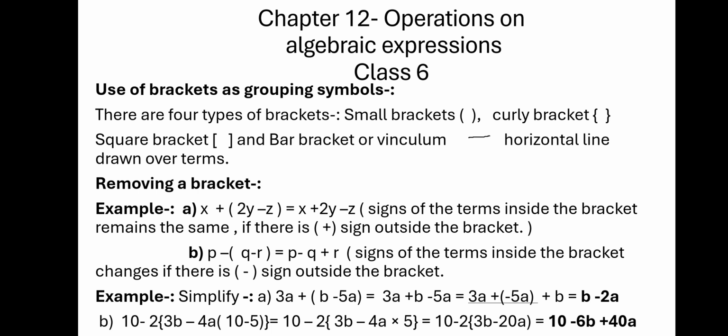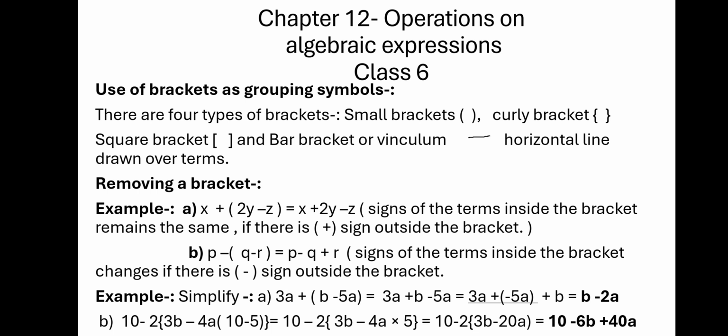I have changed the order only. Now, 10 minus 2 into bracket 3b minus 4a into bracket 10 minus 5. How do we simplify this? We have to first simplify the innermost bracket, that is 10 minus 5. So here 10 minus 2 into bracket 3b minus 4a. Now 10 minus 5 is nothing but 5, and since there is no sign, it is a multiplication sign.